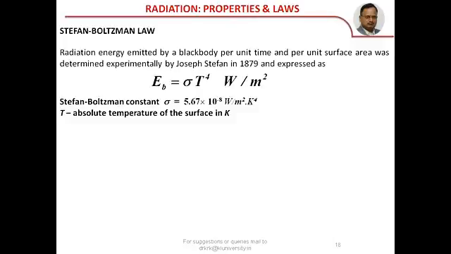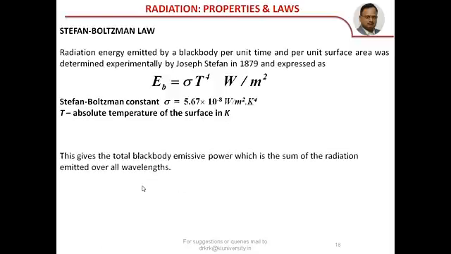A radiation black body means, please note, the one which absorbs all the radiation, all the waves in the electromagnetic spectrum ranging from 10 power minus 6 micrometers to 10 power 6 micrometers. So with reference to such a body which is having complete absorption and complete emission, Stefan Boltzmann has defined the law. The radiation energy emitted by a black body for unit time and for unit area is directly proportional to the fourth power of its absolute temperature. So the emitting power of a black body is sigma T to the power 4. Sigma is the Stefan Boltzmann constant. And this law gives the total black body emissive power, which is the sum of radiation emitted over all the wavelengths.